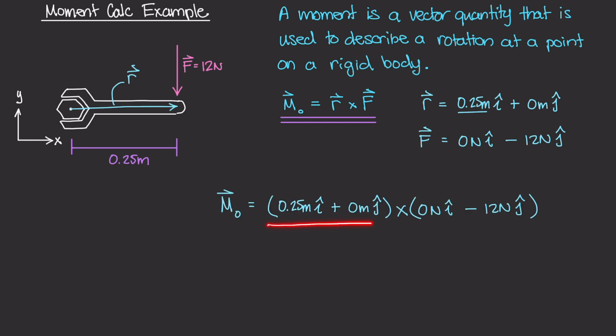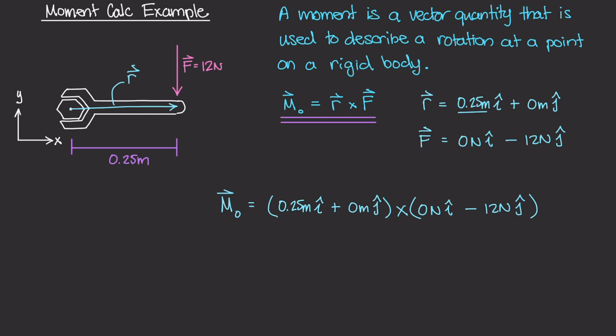So this equation right here is r, which is this vector right here, crossed with F, which is this vector right here. Now, if you remember, the cross product, we can take advantage of the distributive property, and we can multiply all of these components with one another to figure out what this final moment is. And this moment is going to be expressed in terms of unit vectors because we have unit vectors in this equation.